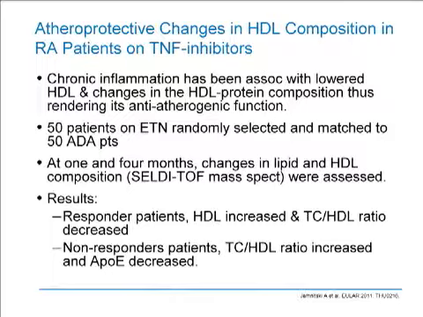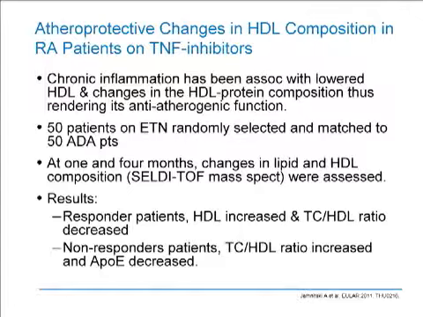We all know that HDL is the good cholesterol and LDL is considered the bad cholesterol. However, sometimes the good cholesterol can turn into not such a helpful good cholesterol. And this is the concept behind looking at HDL composition rather than just HDL volume. So in chronic inflammation, it has been associated that lower HDL and changes in the HDL protein composition could occur, rendering it less anti-atherogenic, so less helpful as a good working HDL.